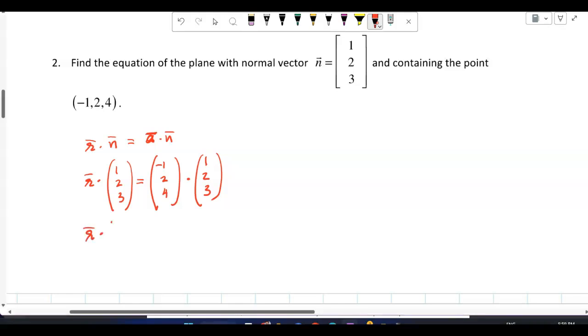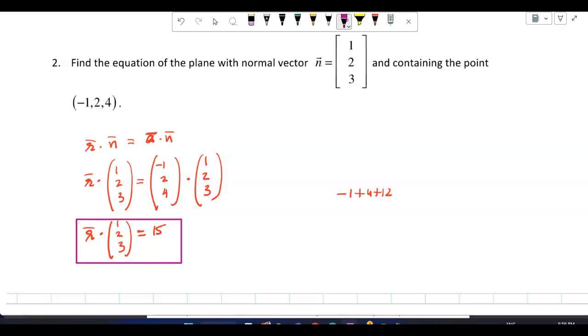Yeah. r dot 1, 2, 3 is equal to minus 1 plus 4 plus 4 threes are 12. So that's how much? 15. Correct? What is this called? This is the normal form. Second form, this is the normal form. Got it.